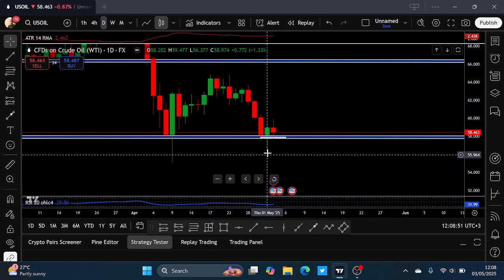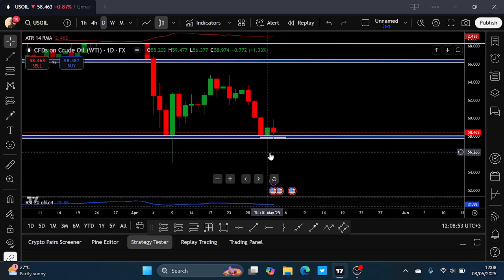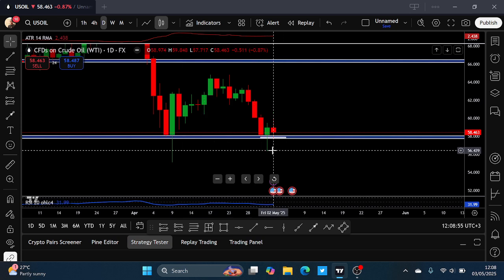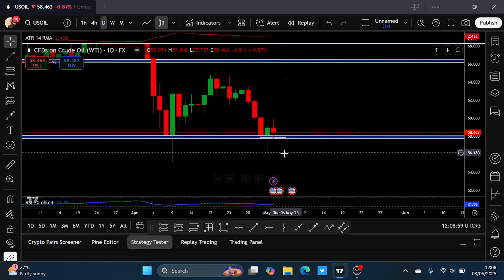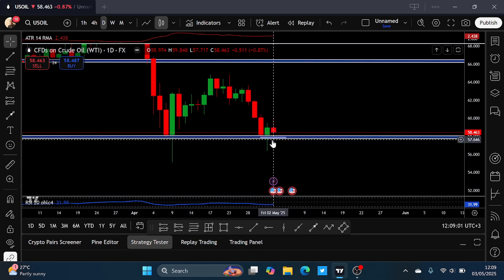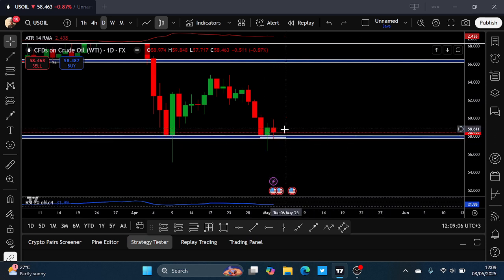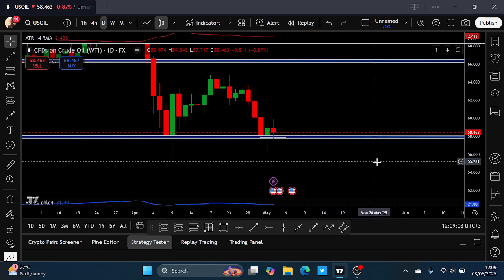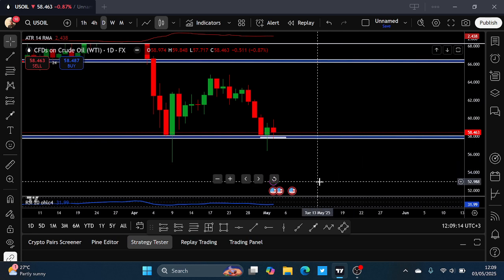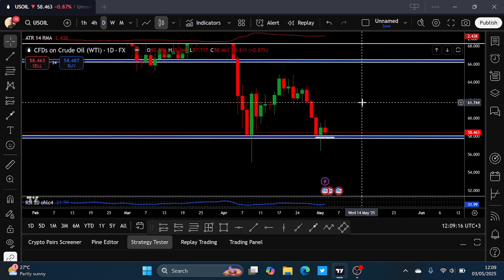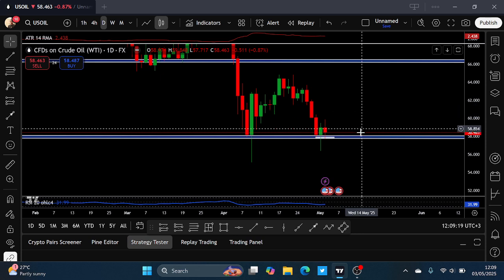And what has happened? We have had a hammer being created. That means the buyers have rejected price down here and created a hammer. And then this day, prices came to this level. The buyers come to this level and they are rejecting, and it looks like it's going up. And what did we create? We created a pin bar at support. Guys, we have a pin bar on the daily time frame at support. What does that mean to you?